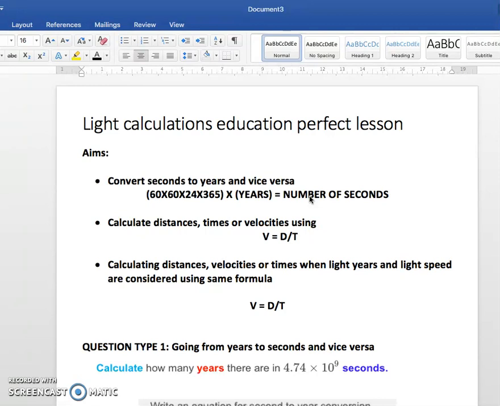If you do the opposite and you divide the number of seconds by this value, it will give you the total number of years. The next thing that we're going to do is calculate distances, times or velocities using the velocity equals distance divided by time formula. A very simple formula for motion. After that, we're going to apply the same formula, but when you have velocities, times and distances that relate to light years and the speed of light.